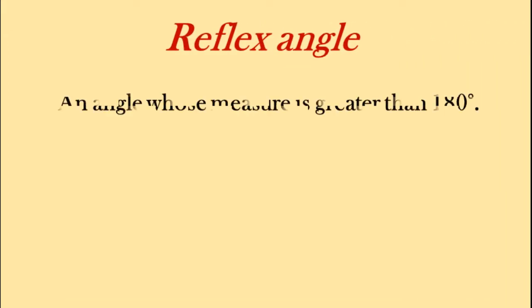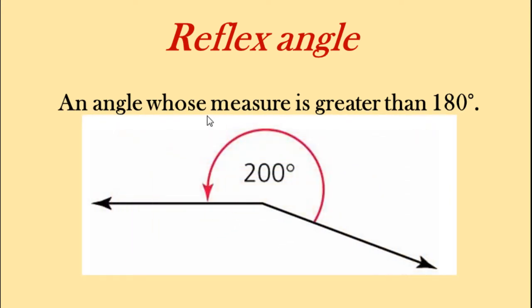Next, what is reflex angle? Reflex angle is that which is greater than 180. So in the figure shown above, you can see that the angle shown is 200, which is greater than 180. After crossing 180, it has come down, so the angle increases. So now the measure is 200 degree, which is greater than 180 degree. So this angle is reflex angle. Clear?